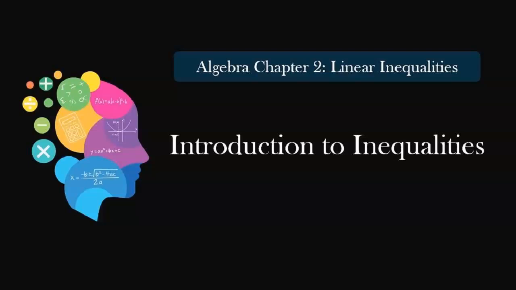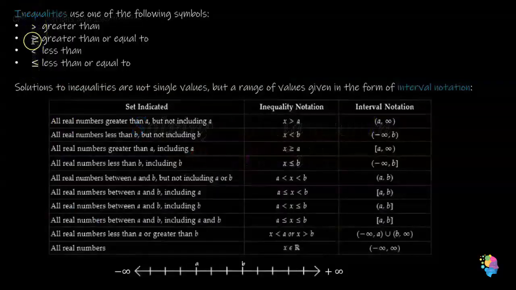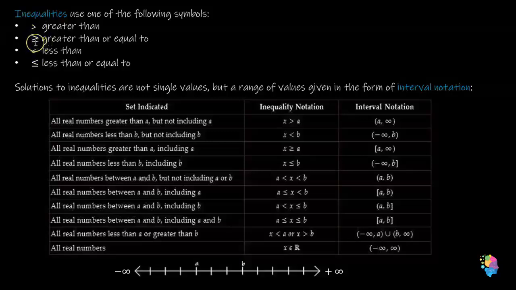In this video, we will introduce inequalities. Inequalities use one of these symbols. Both of these are greater than, but if they have that equality, that little line underneath it, that means that not only is it greater than, but it's also equal to. These two are less than, and again, if it has this little line underneath it, not only is it a less than, but it's also an equal to.